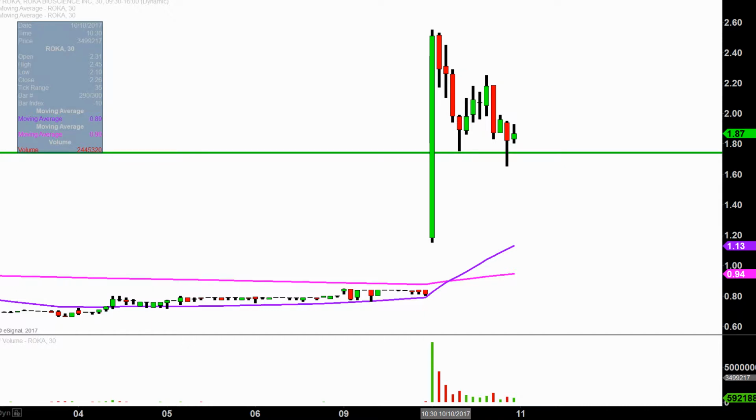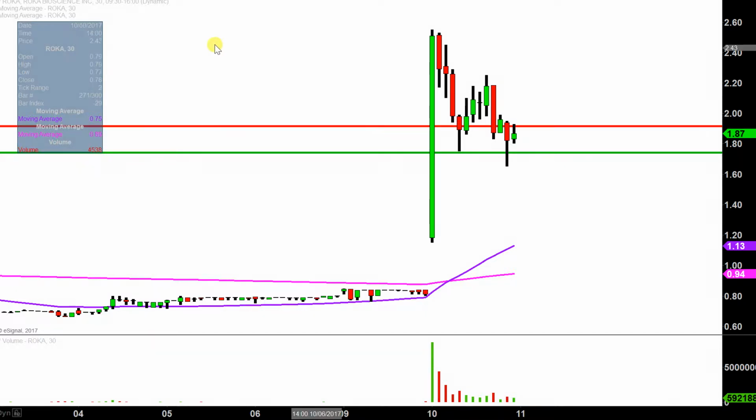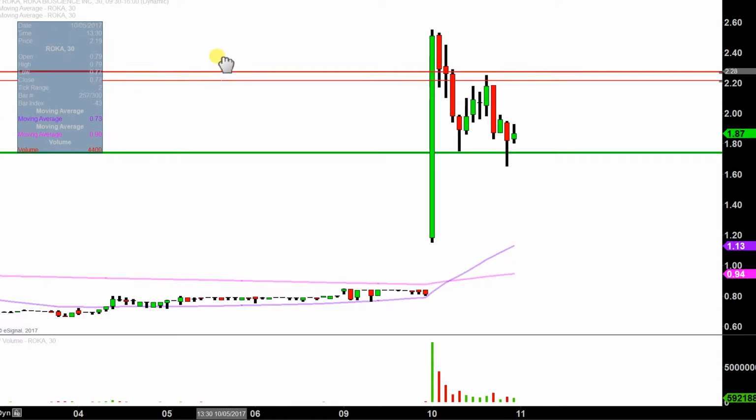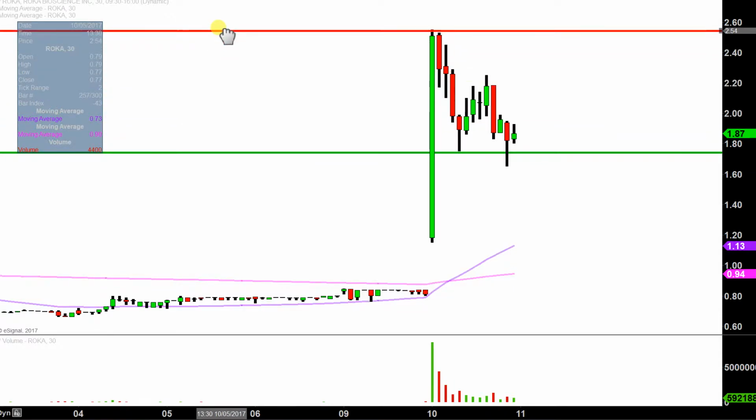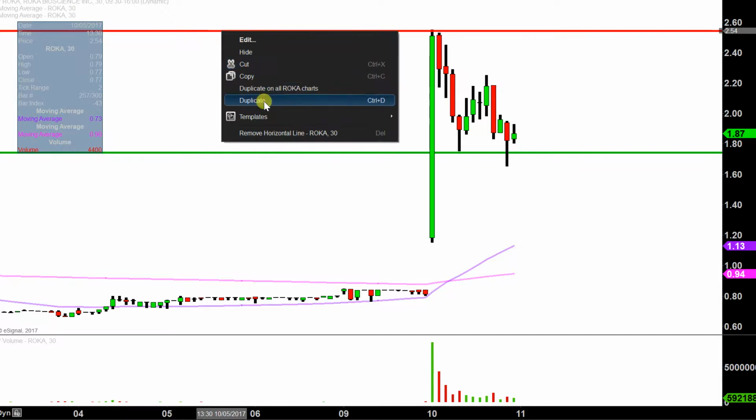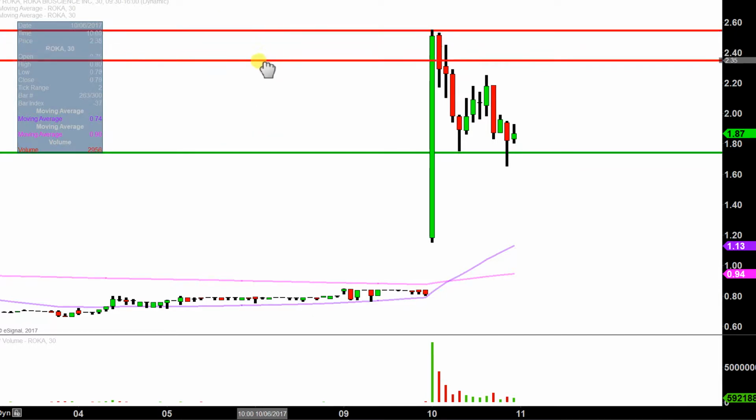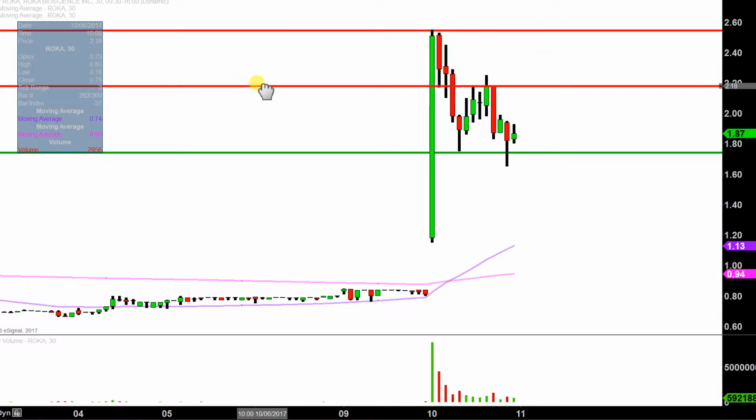Now, what about areas of resistance? Two key areas of resistance. First one being just the overall one up there at, we'll call it $2.55. But before we start talking about $2.55, the first hurdle that needs to be cleared is right here at $2.20. So $2.20, that initial bridge that needs to be crossed.